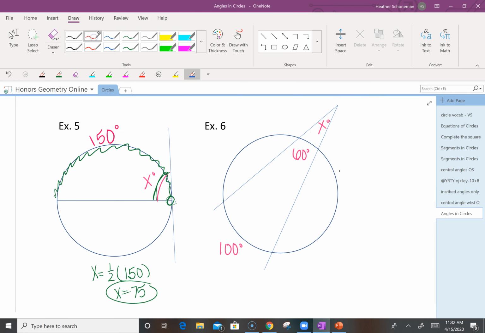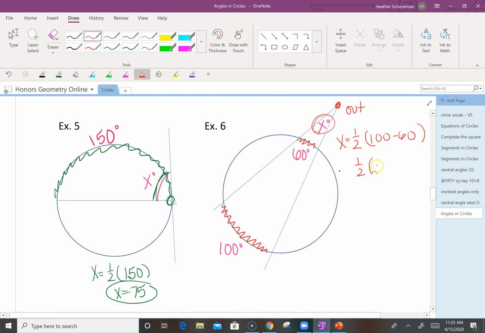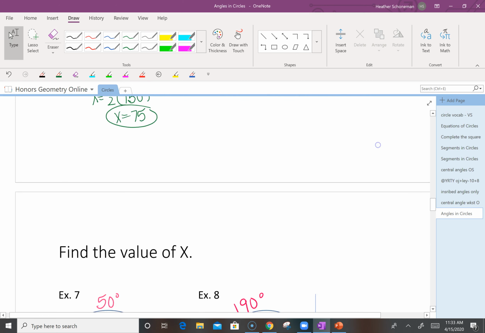Okay, number 6. We want to figure out where's the vertex. Well, the vertex is right here. It's outside of the circle. So when it's outside of the circle, the angle, which is x, this time I'm going to have 2 intercepted arcs. This is the 4th formula that they have. So the angle is going to equal 1/2 the big arc minus the smaller. Which one's bigger? 100. Okay, so we have 1/2 of 40, which is 20. So when it's outside, you subtract. When it's inside, you add.